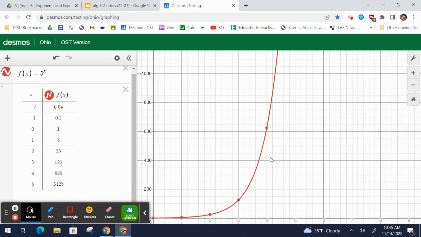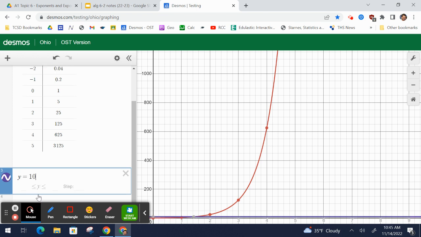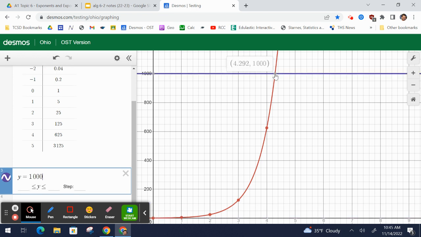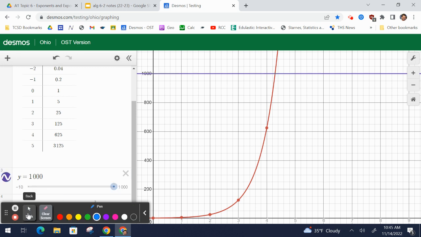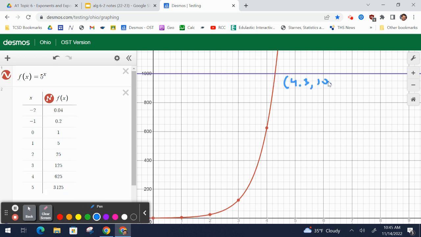And now, let's type in the next box down here, y equals 1,000. And there you go. There's that point, and look what we want. 4.292, 1,000. We're going to round that to the nearest one decimal. That's 4.3. So that intersection point, go ahead and put this on your notes, is (4.3, 1,000). That means that it took 4.3 hours for the virus to infect the entire network.